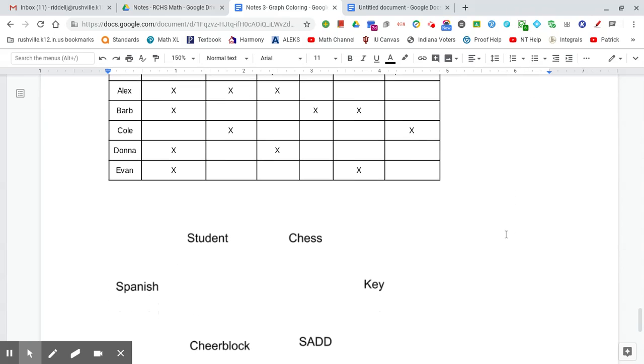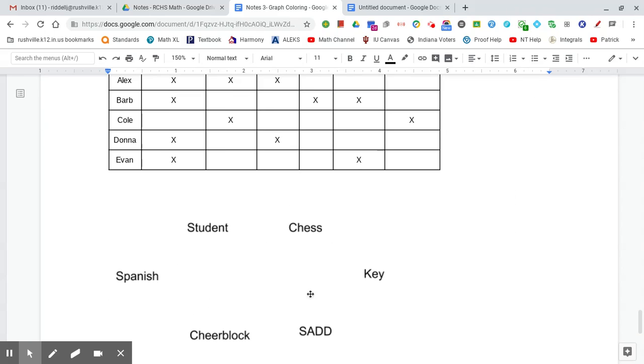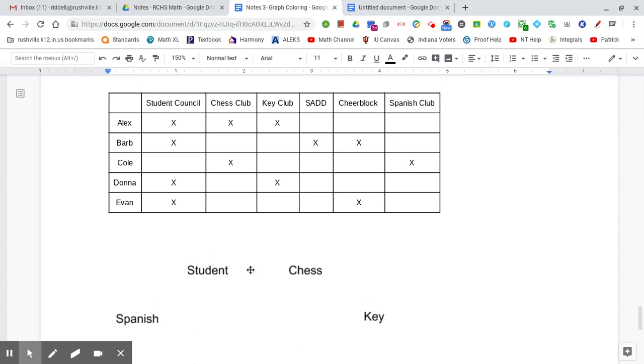So what we're going to do is put down what all of the clubs are. And then once again, edges represent conflict. So I'm going to draw an edge between any clubs that can't meet on the same day because they have a shared officer. So it looks like Alex is a part of student council, chess club, and key club. So I'm going to draw an edge from student council to chess club. I'm going to draw an edge from student council to key club. But then I'm also going to draw an edge from key club to chess club. All right, so those would be conflicts involving Alex.